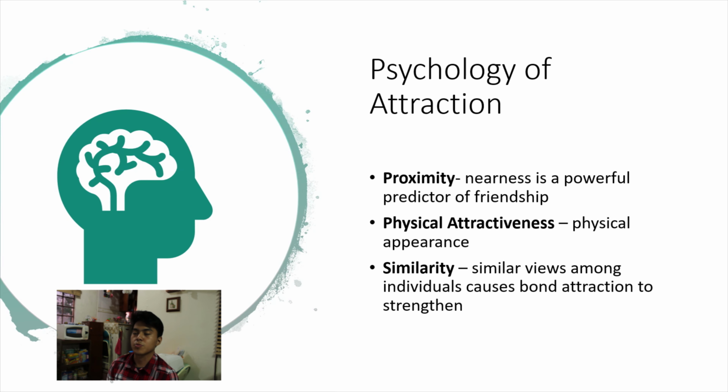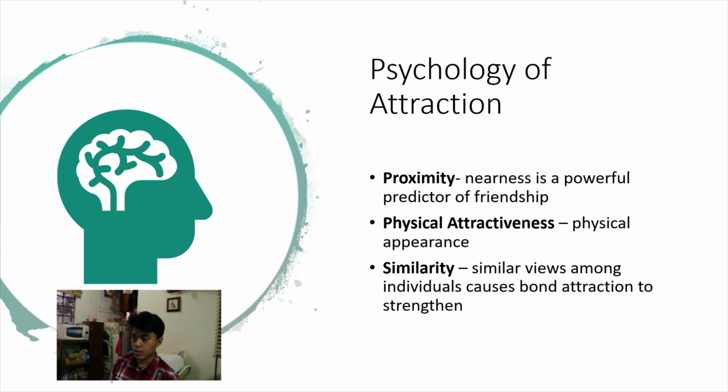So the last topic for this presentation is the psychology of attraction, in which proximity, physical attractiveness, and similarity are some factors of attraction. It entails why we are attracted to our family, why we are attracted to our friends, why we are attracted to our girlfriends, boyfriends. So first is proximity. Nearness is a powerful predictor of friendship. If you're seeing each other frequently and you're near each other, it can show attraction.